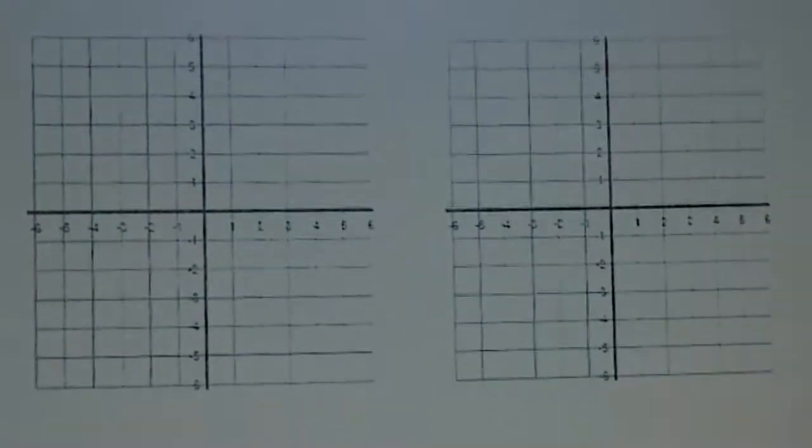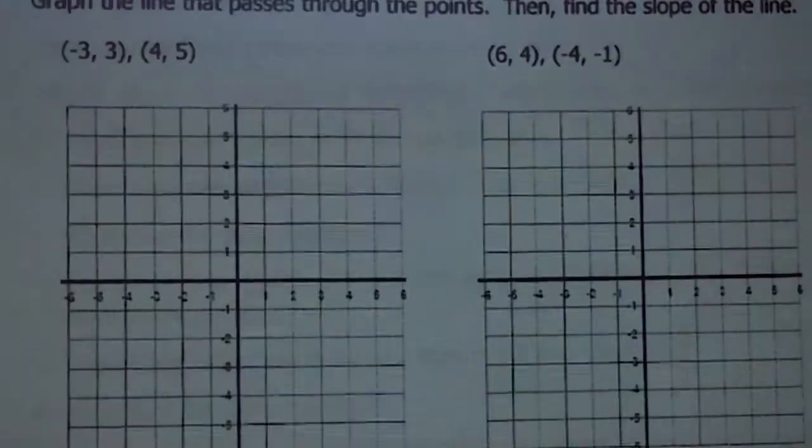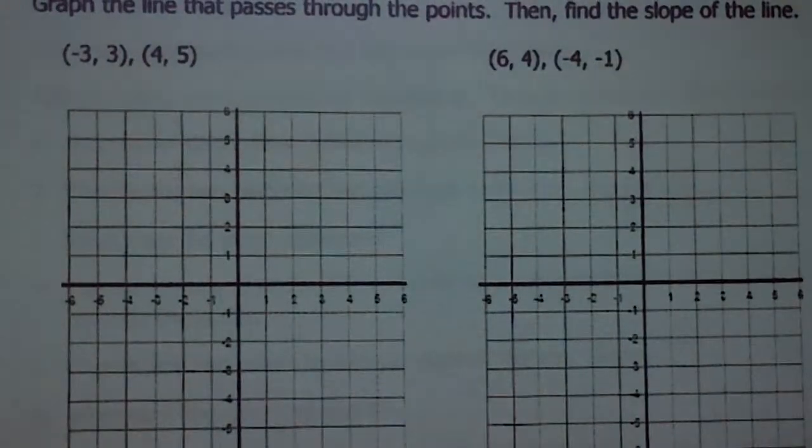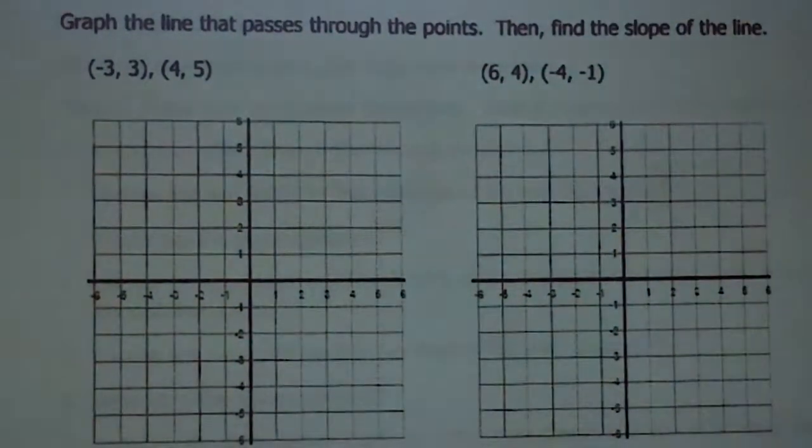Turn your page. What I want you to be able to do now is to plot a few ordered pairs for me and then tell me the slope of the line. So that's what the directions say. They say graph the line that passes through the points, then find the slope of the line. And the purpose for this is to kind of help you out.